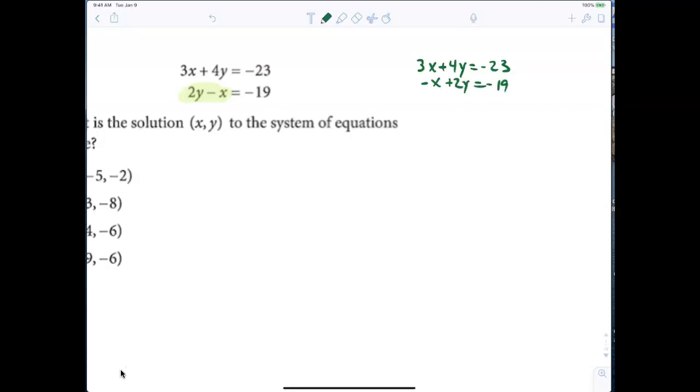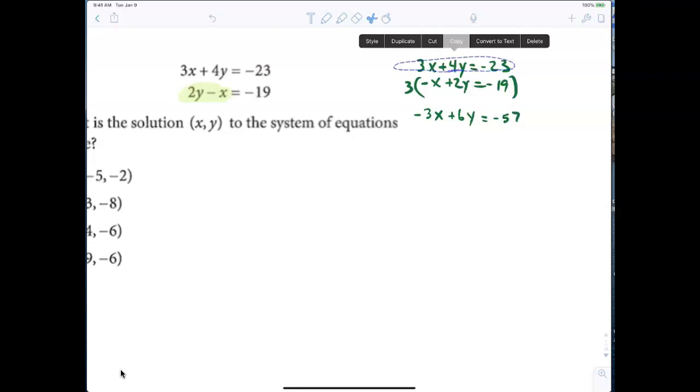Now who remembers how to solve this? You can multiply the bottom one by 3. Yeah, multiply the bottom by 3. Now again, this is a multiple choice part, so I also want to review with you how you should be handling that. If I multiply by 3, I end up with negative 3x plus 6y equals negative 57, right? Now I'm going to copy that and bring it down.